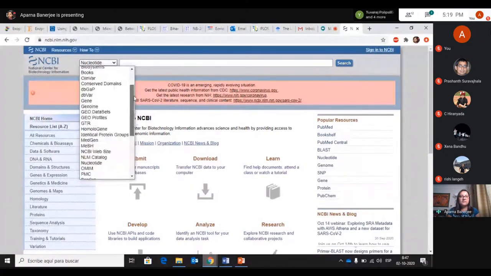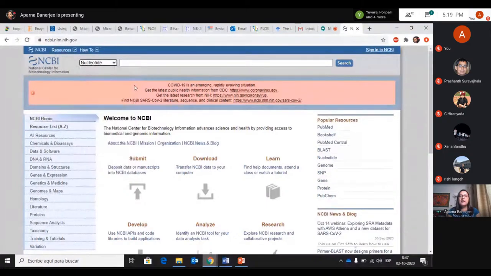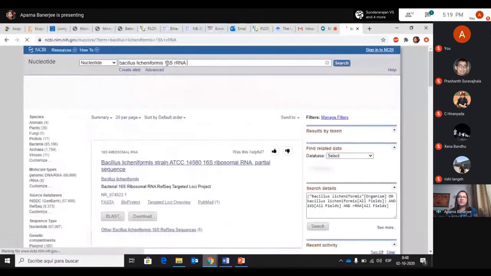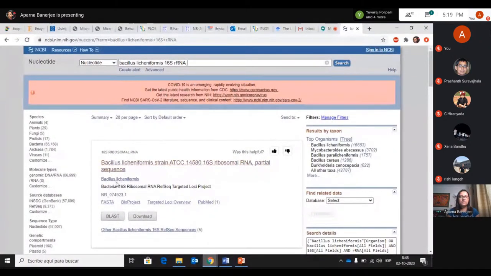So let's select nucleotide, and for example, let's search Bacillus licheniformis. You can search any bacteria that you want. You can search here and the bacteria will come. So, for example, let's search this 16S sequence because we want to see which bacteria it is and their phylogenetic tree, where they came from, who is the ancestor of them. So, this is what I was seeing.